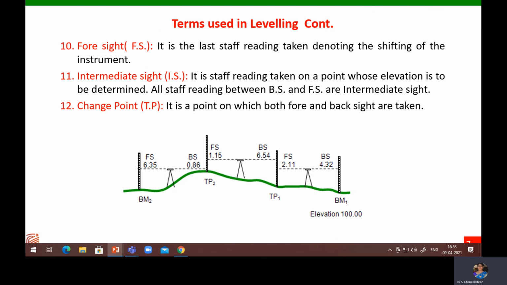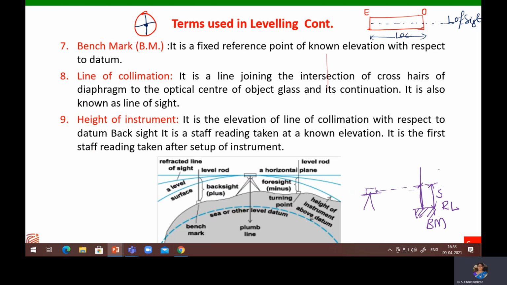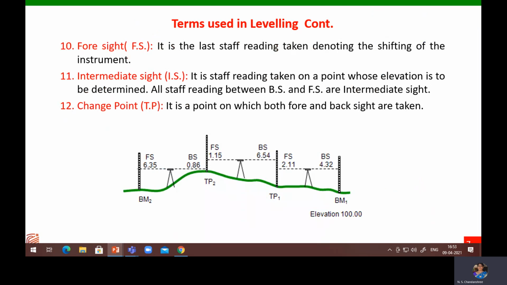Next is foresight. So there are three readings that we take. One is the backside reading, another one is the foresight reading, third one is the intermediate sight reading. Backside readings are nothing but when we set the instrument at any particular point, the first reading that we take is backside. The last reading that we take from the station is written in foresight.